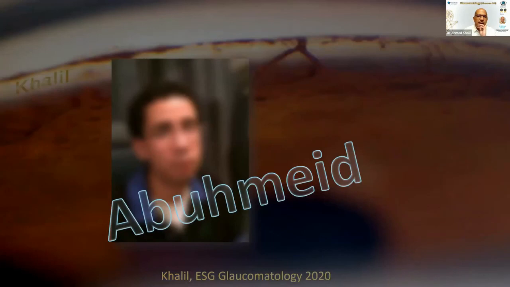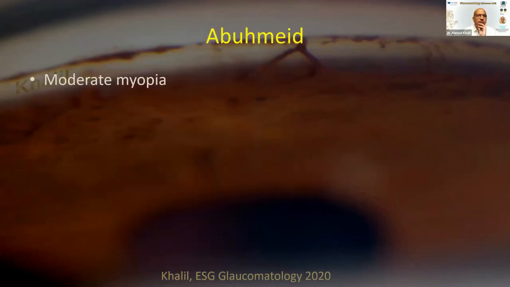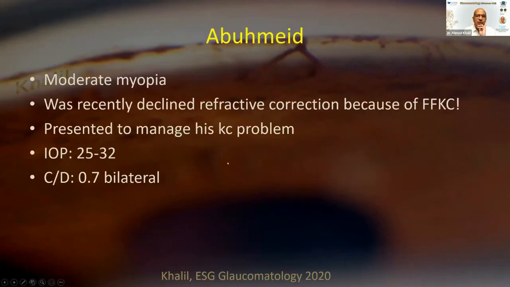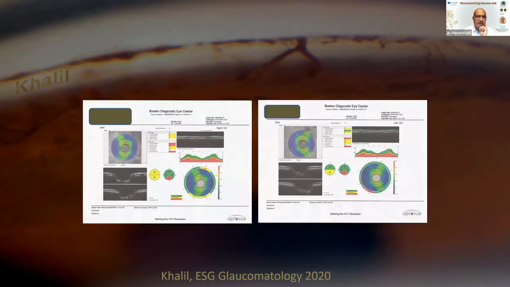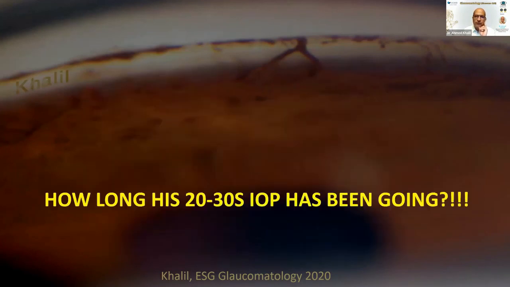The myopes. Abu Ahmed is another patient, a moderate myope who was recently declined refractive correction because of a form fruste keratoconus. So he came to manage his keratoconus, and his intraocular pressure was up to 30 with bilateral optic disc cupping. This is his visual field, and this is his OCT of the optic disc. So how long has this 20 to 30 IOP been ongoing in this eye?